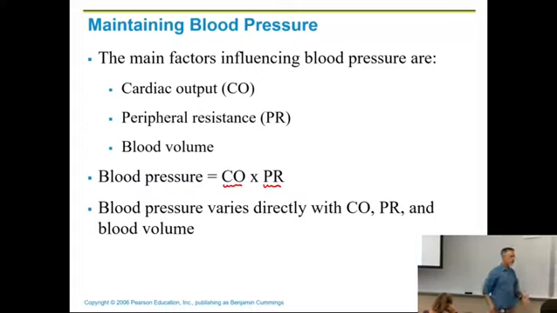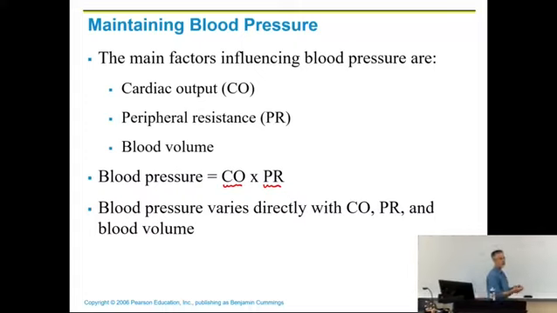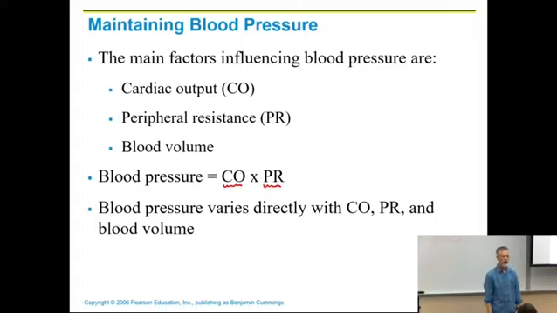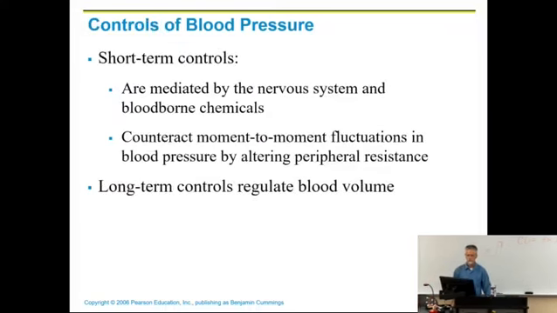So my legs are working a lot, I'm walking around, so I need more blood flow down there. So I'm actually maybe going to dilate those to make sure they're getting more blood. Meanwhile, my back muscles aren't doing a whole lot, so maybe we can constrict those, right? So we can route the blood to the places that need it as well, changing blood flow and blood pressure.